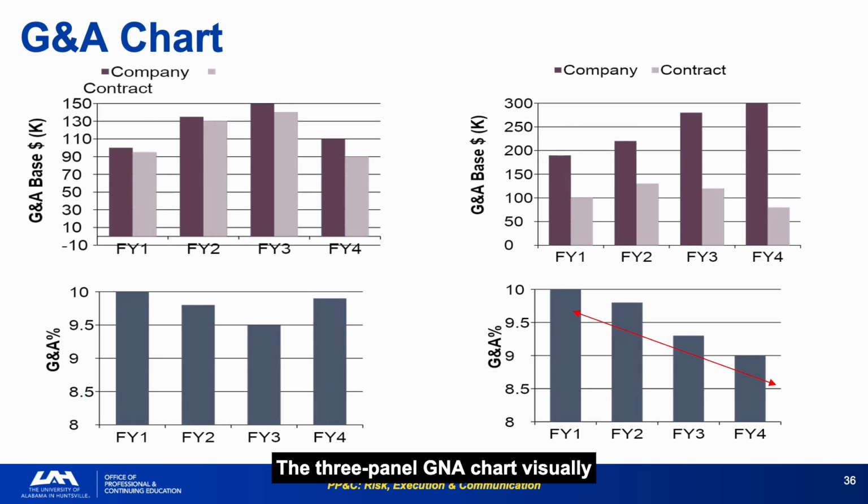The three-panel G&A chart visually confirms the inverse relationship. Panel A shows G&A rate declining as the base expands. Panel B shows it rising as the base contracts. And Panel C shows it tracking the company's overall business base movement. Panel C is the one most analysts overlook. It represents the situation in which your contract is a small fraction of a large contractor's business, and your G&A rate moves with corporate decisions unrelated to your program.